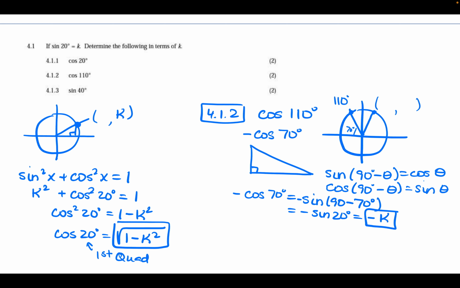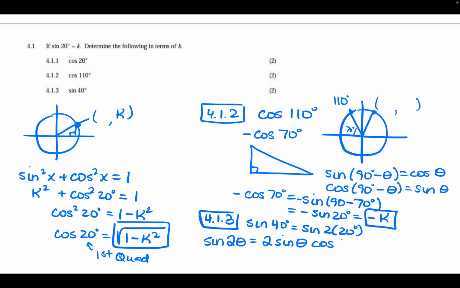And last but not least, 4.1.3, the sine of 40 degrees. Well, we might notice that that is equal to the sine of 2 times 20 degrees. And we have a formula for the sine of 2 times an angle. It is 2 times the sine of the angle times cosine of the angle. So we know that the sine of 20 degrees was k, and the cosine of 20 degrees we found in an earlier problem, the square root of 1 minus k squared.